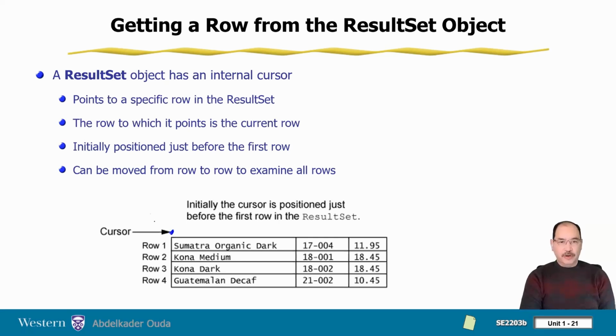And then we move on from top to bottom. The default movement is from top to bottom. This is the default mode. But there are other modes where we can jump to rows, or move backward and forward. And we're going to learn about this later in this slide.